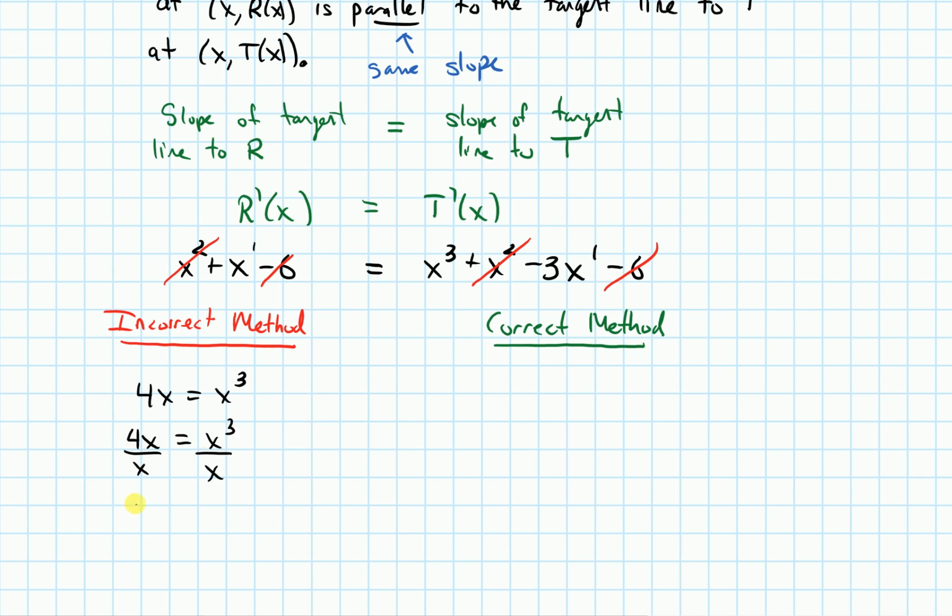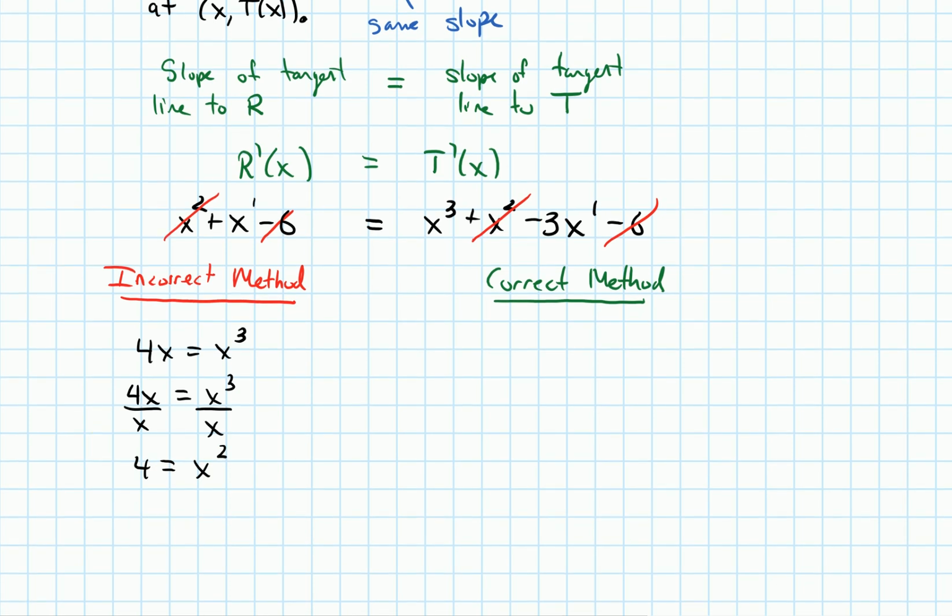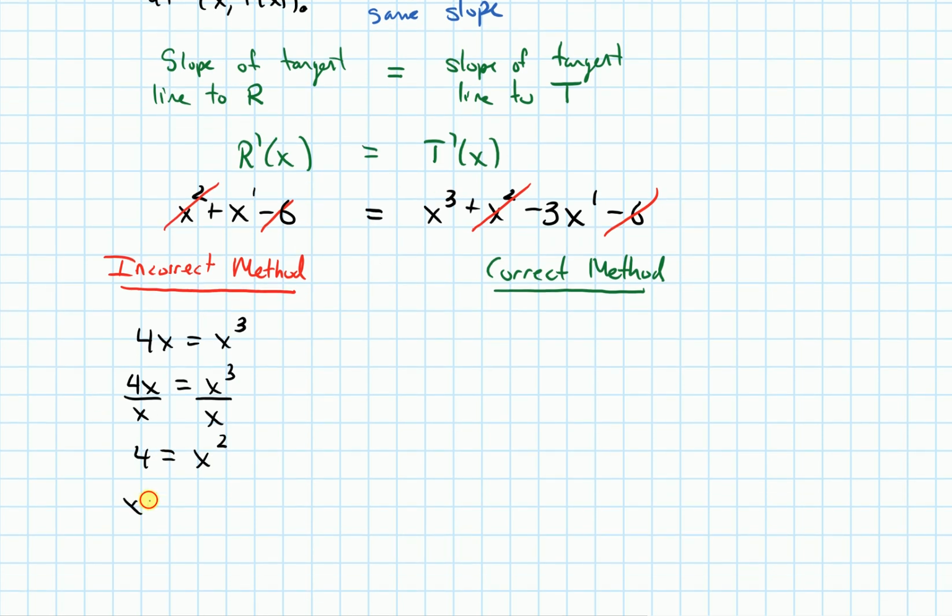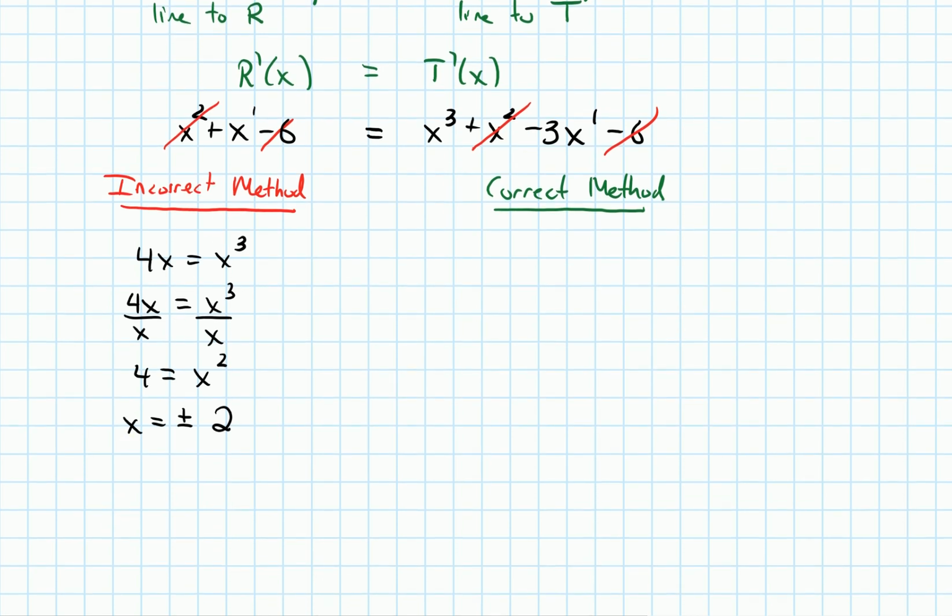And on the left, I get 4. On the right, we get x squared. And then square rooting both sides, we get that x equals plus or minus 2. So we get x equals plus or minus 2. So there's another value of x that actually works in this original equation.